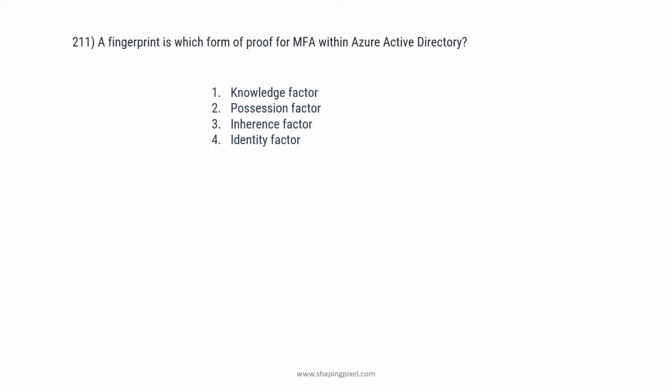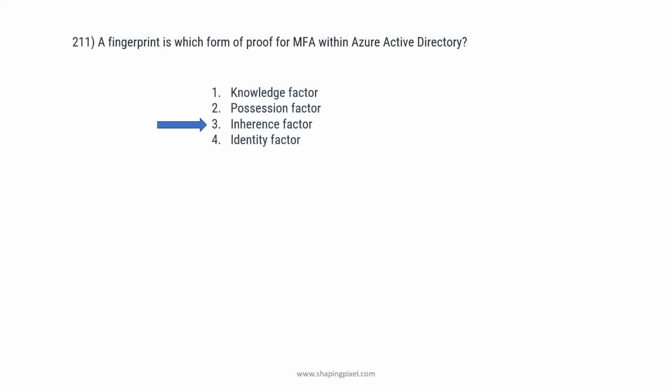Question number 211. A fingerprint is which form of proof for MFA within Azure Active Directory? And you have four options. Option 1, knowledge factor. Option 2, possession factor. Option 3, inheritance factor. And option 4, identity factor.